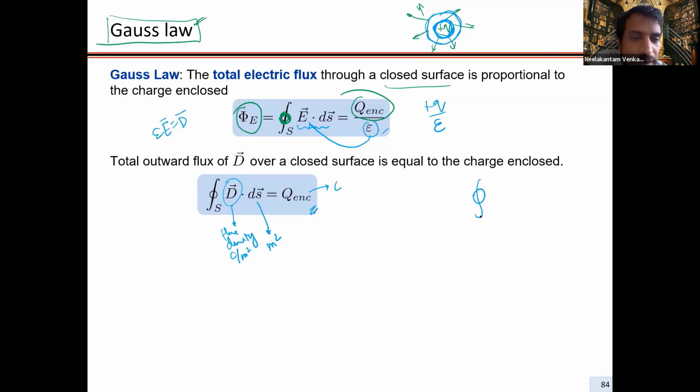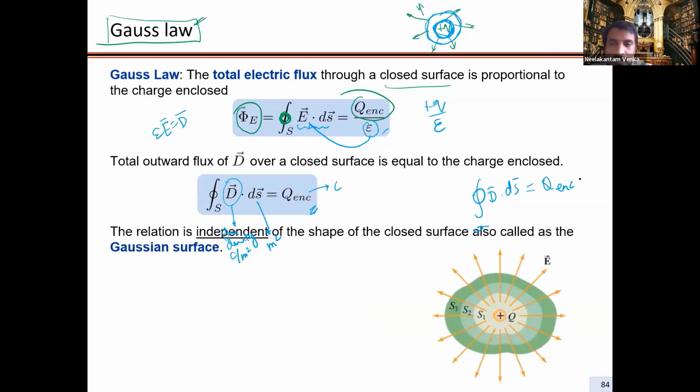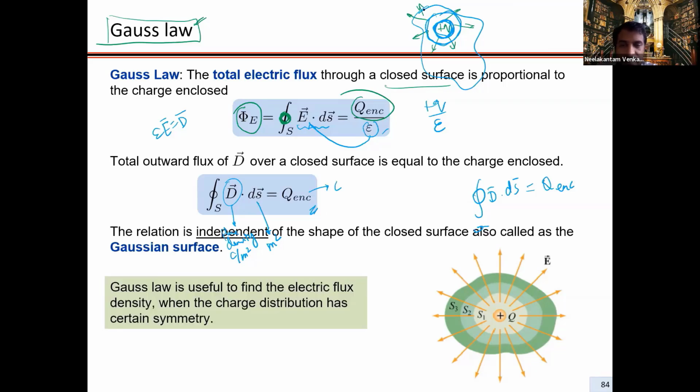So the closed integral of D dot dS, the total electric flux coming out of a surface S, is equal to the charge enclosed. So this surface can be independent. It can be any shape. For example, if this is plus Q, it need not be a sphere that I consider. The shape can be in any way. But such a surface is called a Gaussian surface. As long as it encloses the charge, the total flux that comes out of that surface is going to be equal to the charge it encloses. So this becomes very useful when there is certain symmetry, to find the electric flux density directly.